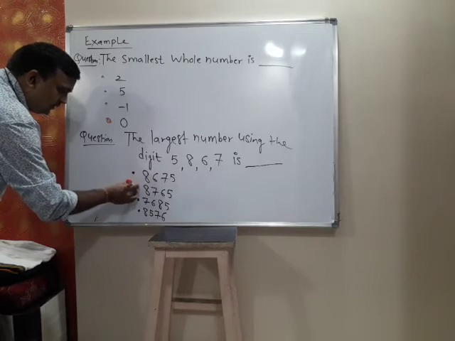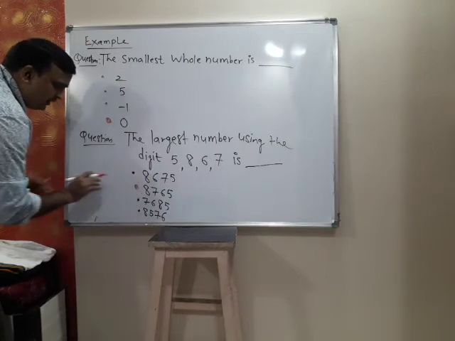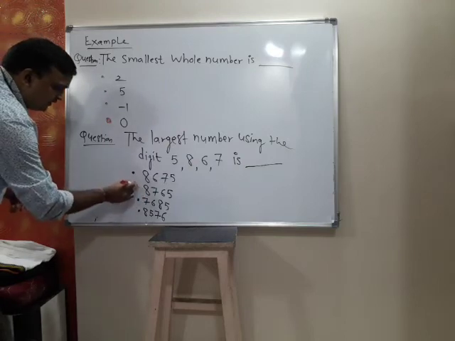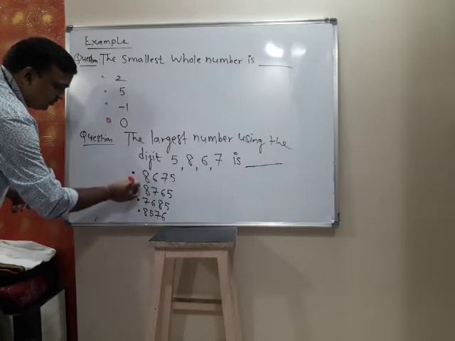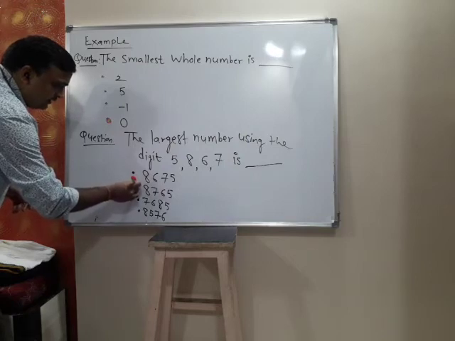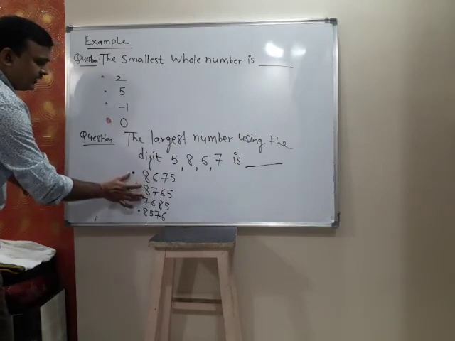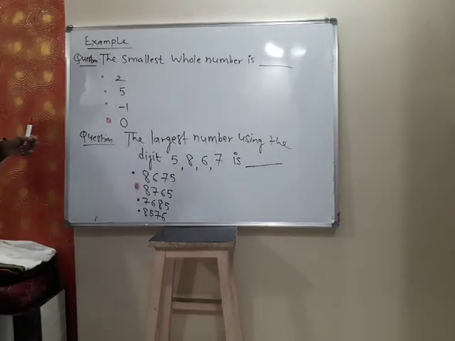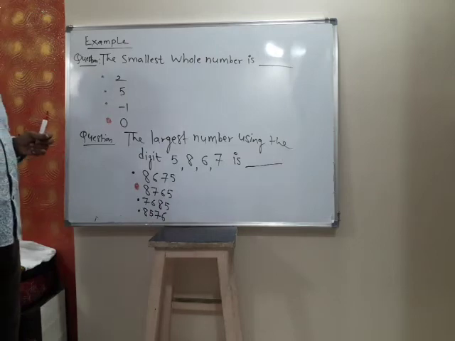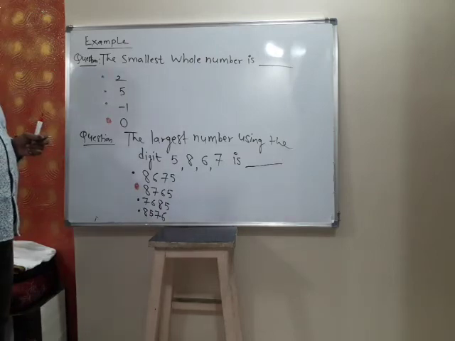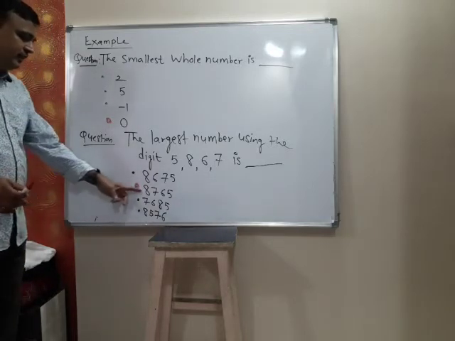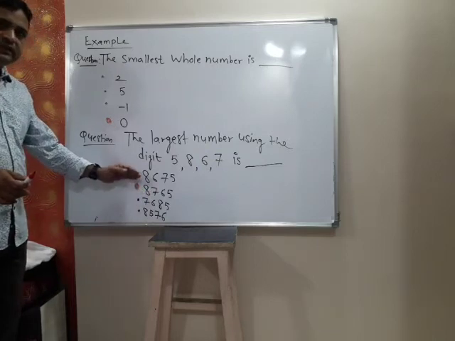So I will just click over this correct answer, 8, 7, 6, 5. With the help of your finger you have to click the correct answer, because you will be using your mobile, and in case you are using your laptop, you have to use the mouse to click this 8, 7, 6, 5. So 8, 7, 6, 5 is the correct answer.